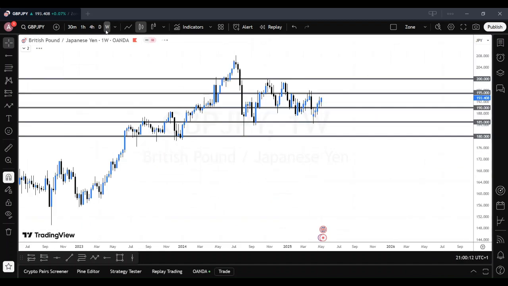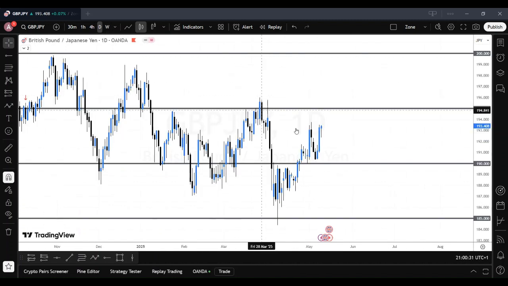Let's start weekly. So weekly, we can see here 1, 2, 3, 4, 5 weeks bullish momentum candle towards the upside, the price is pushing. At the moment, the price is looking at between 190 and 195. On the daily, again, we're pushing up. We're currently pushing at 193, looking towards going back towards 195.